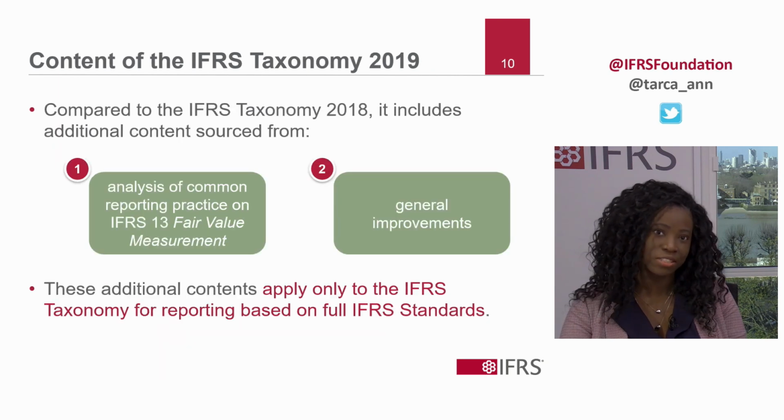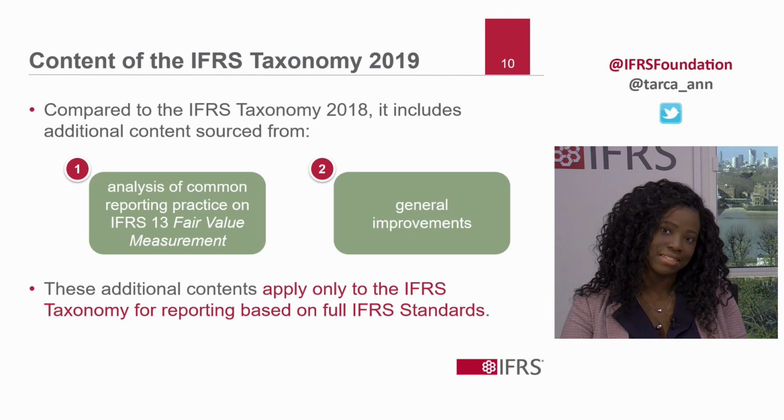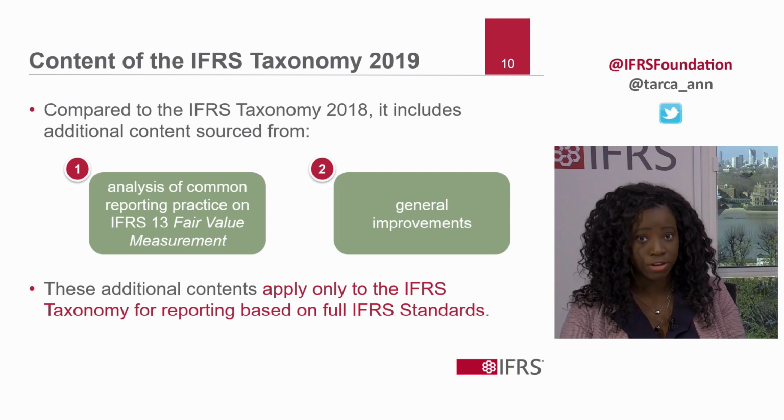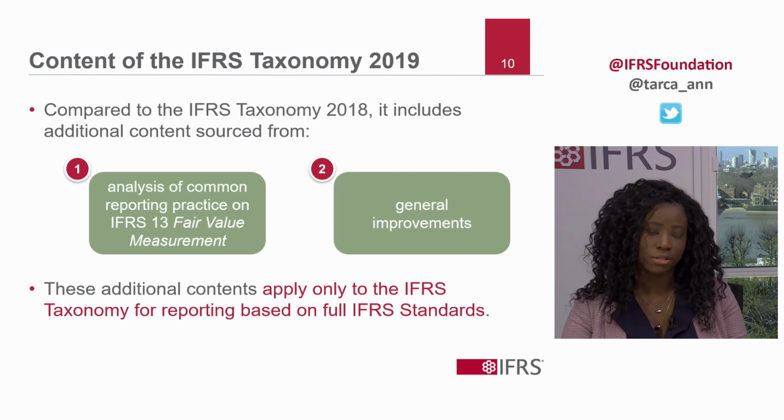So what's new in the 2019 IFRS Taxonomy? Well, relative to the 2018 Taxonomy, the 2019 Taxonomy includes additional content from 2 sources. The first is from a review of common reporting practice on IFRS 13, that is on fair value measurement, and the second from general improvement. These content changes relate only to the full IFRS standards. No changes have been made to the content for the IFRS for SME standard and management commentary.